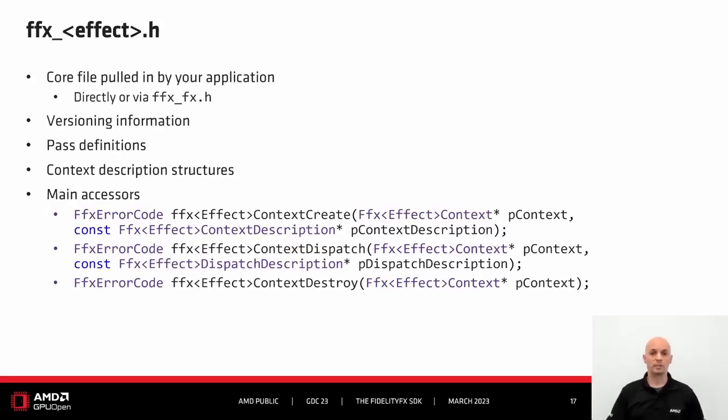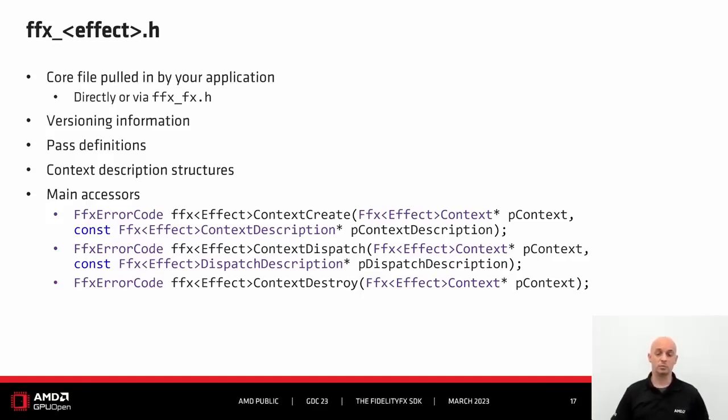Now, the FFX effect.h file is the main file to include in your application to pull in effect support. You can either include the host side effect header directly or pull in ffx_fx.h, which contains all effect headers for easy inclusion. The effect header file is standardized across all of our effects and contains roughly the same information. Versioning information in the form of a major minor patch define, a context count requirement, which are used to figure out how much memory the backend needs to manage in order to have multiple effects working simultaneously. And we'll talk a bit more about this later when discussing the backends.